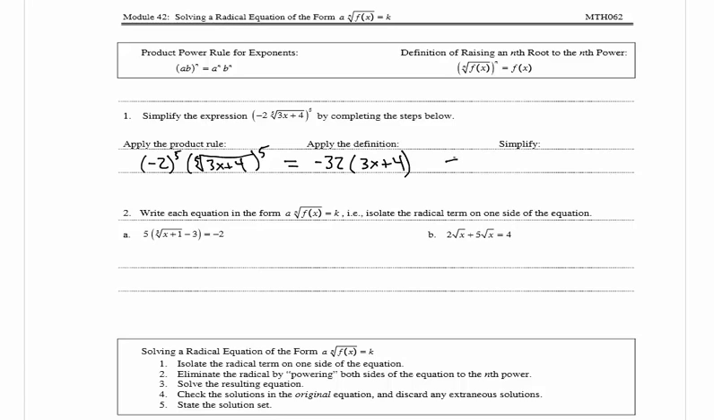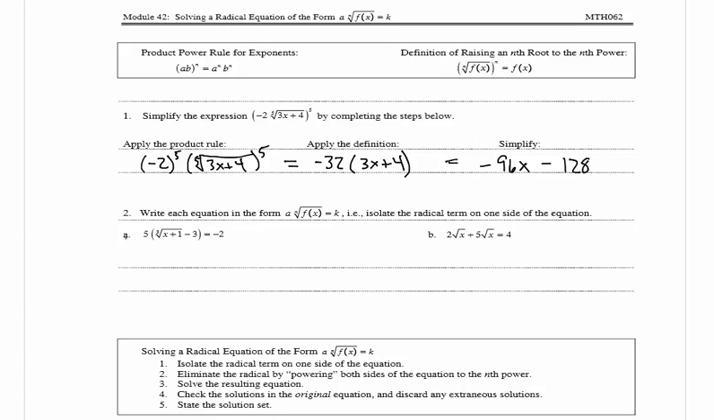And now it wants us to simplify. Negative 32 times 3x is negative 96x minus 32 times 4 is 128.